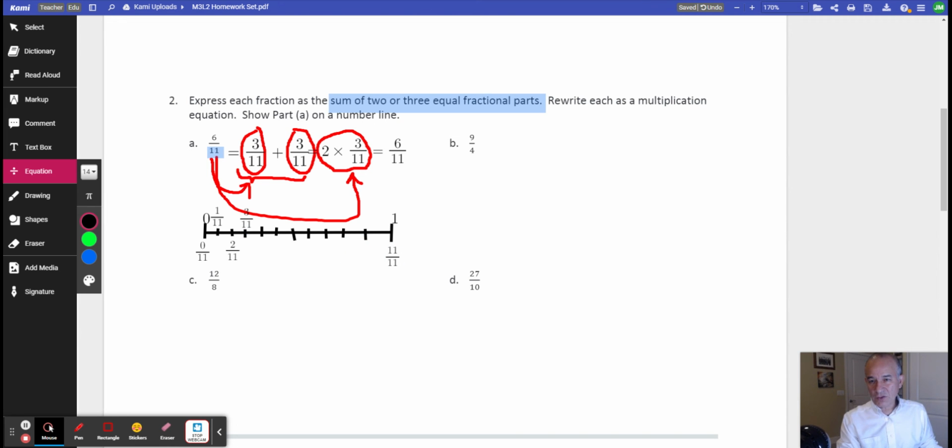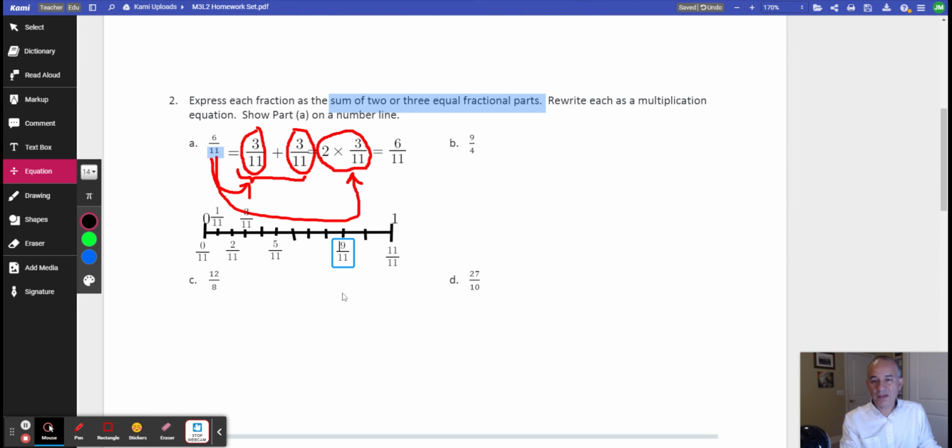So that's 2, 3, 4, 5. That's going to be 5/11. Then 6, 7, 8, 9/11. I'm just going to skip a couple of them, but I would recommend that you always label all of the parts, all of the segments. So 1, 2, 3, 4, 5, 6, 7, 8, and 9, and then 10 and 11.